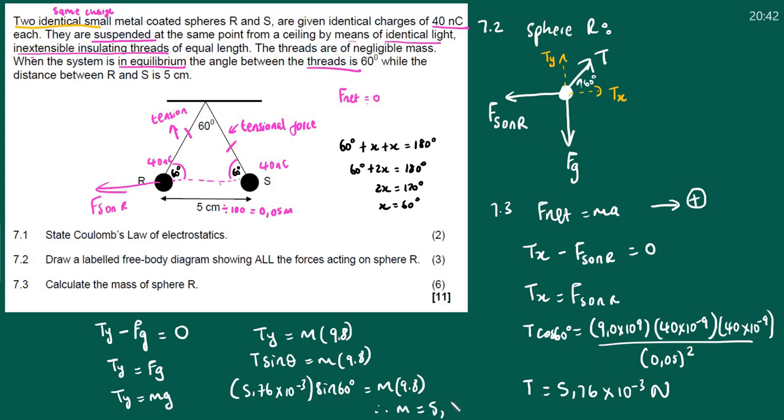Five comma 09 times 10 to the power negative 4 kg. Okay, so that's how you get the mass. Quite an interesting question. You need to know your forces, okay? You need to know your forces. Then you should be fine there. So let's look at the next question.